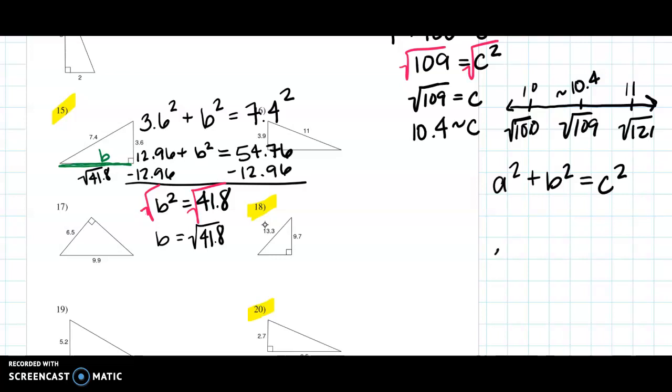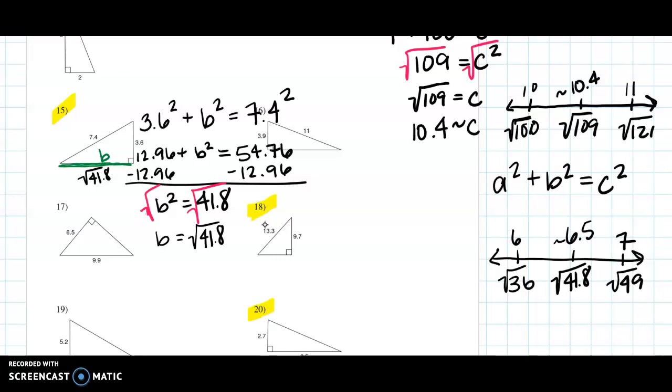The square root of 41.8 is in between the square root of 36 and the square root of 49, which is 7 times 7. Sorry, 42 is not a perfect square. 41.8 is kind of right in the middle. So we can say this is approximately 6.5.